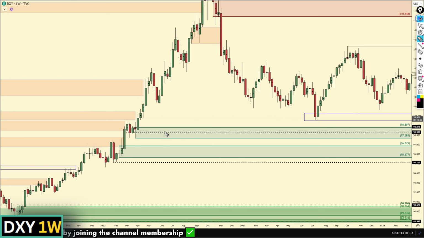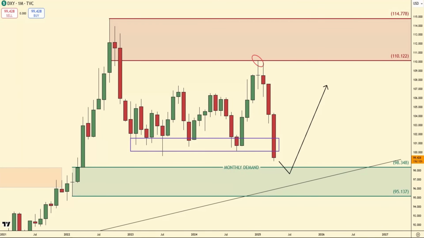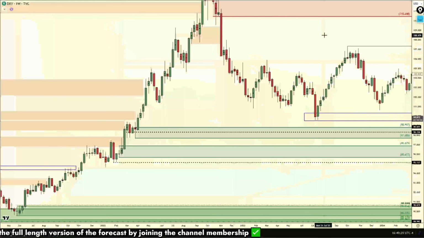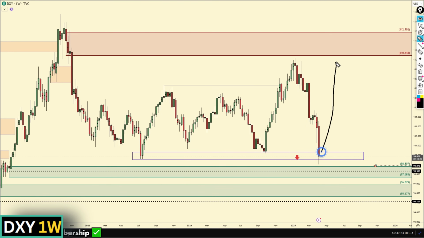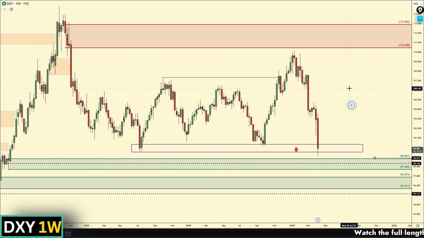And if you look here, I don't know if you guys can see the dotted lines. That is a monthly demand zone. If you see on the screen right now, this is the monthly time frame. We are so close to that base rally monthly demand zone where I think the dollar will probably start to rally. I'm not saying we're going to get all the way back up to the 110s, but I do think we will get at least a small move off of that monthly area of demand.